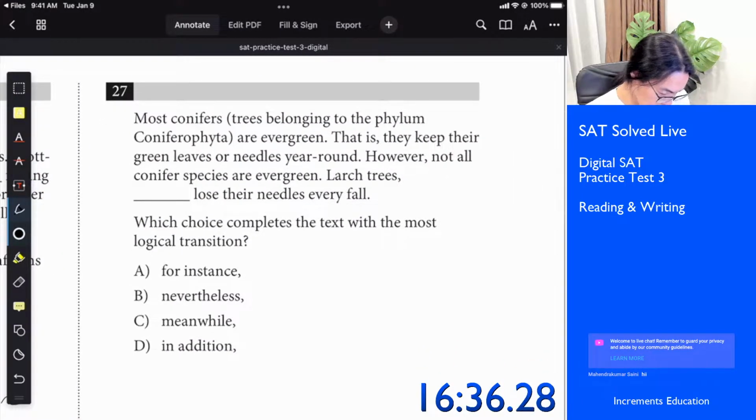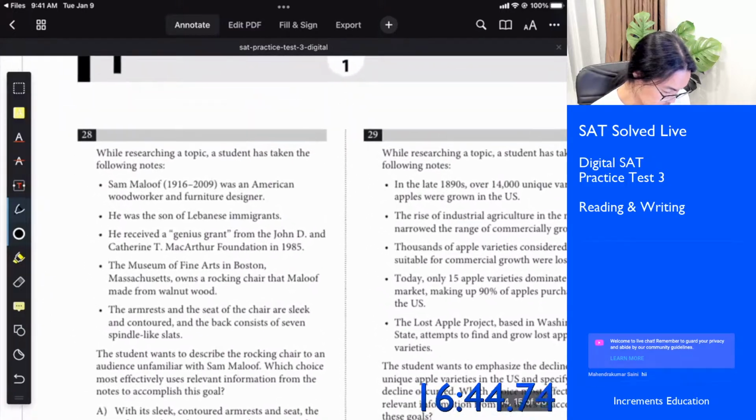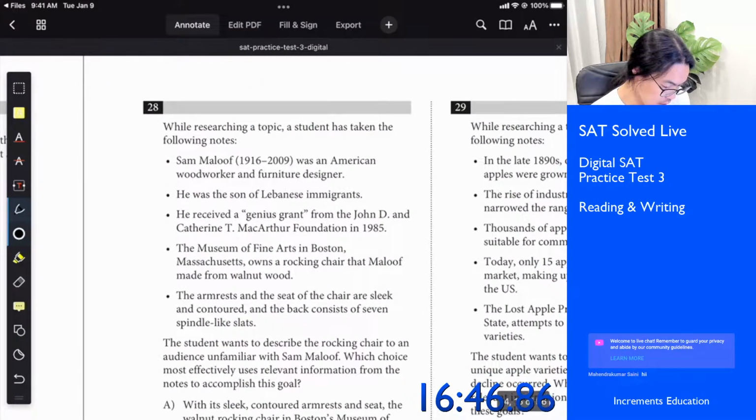Most conifers are evergreen, that is, they keep living. However, not all are. Larch trees, for example, lose. 1641. All right. Ooh, now we're already at the end.